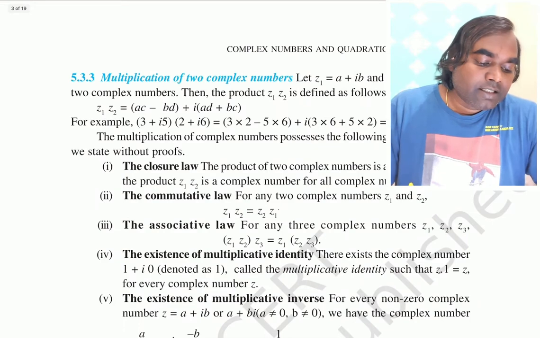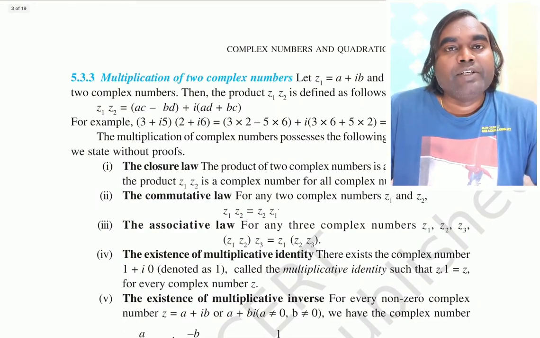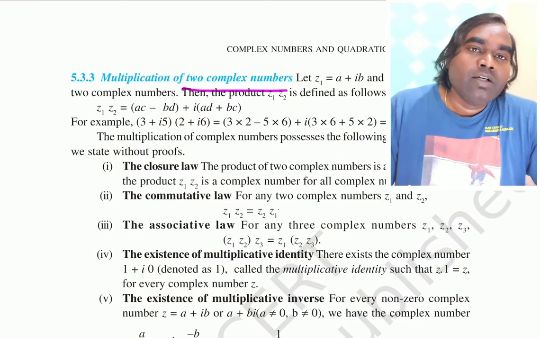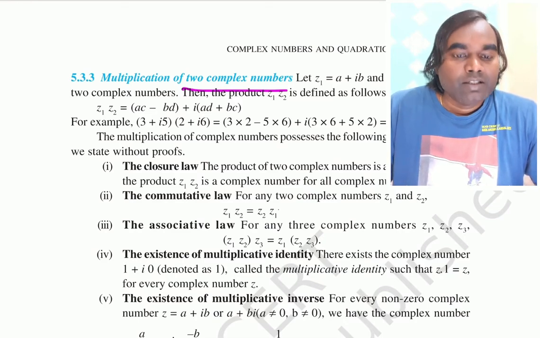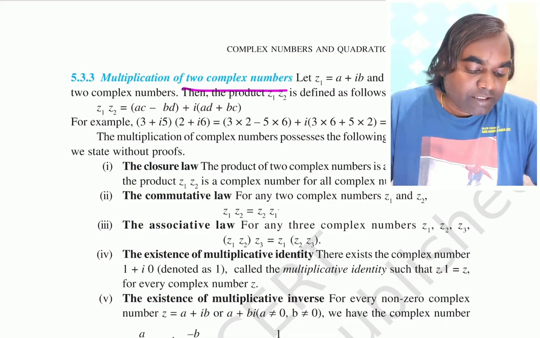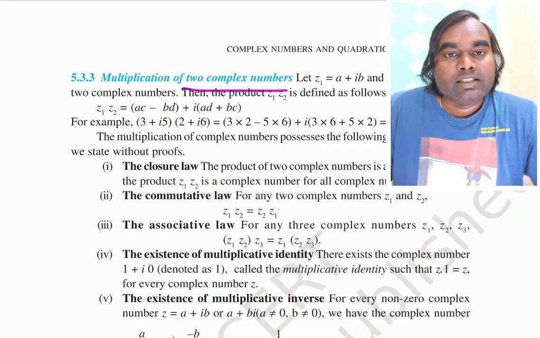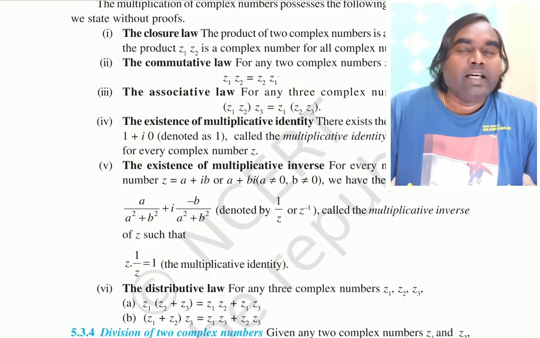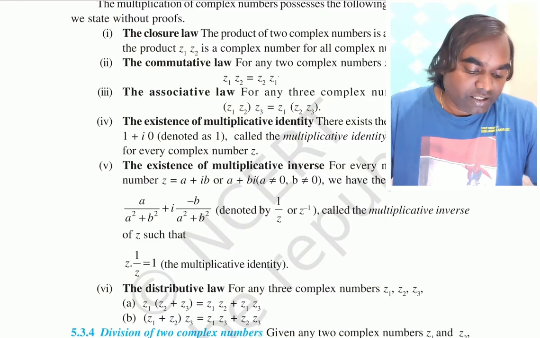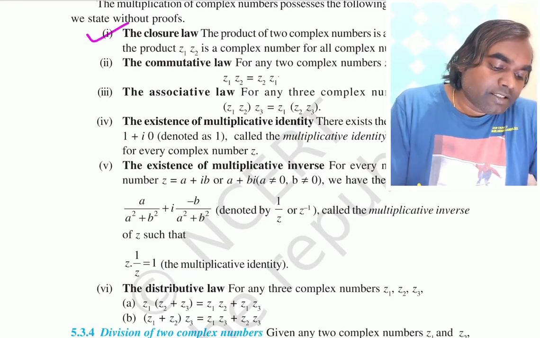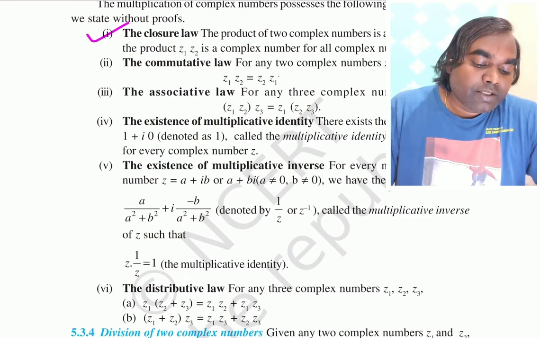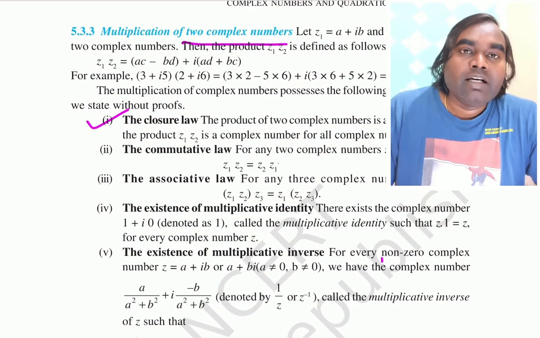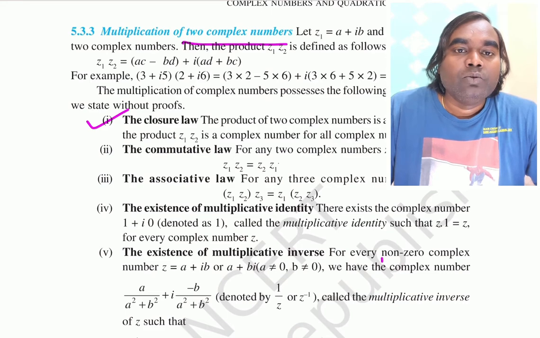Now let us check whether the multiplication of two complex numbers follows the set of these mathematical laws or not, that is, whether they follow closure, commutative, associative properties, and whether there exists a multiplicative identity and multiplicative inverse or not. So for the first, closure law, before starting that, we will define how we can multiply two complex numbers.